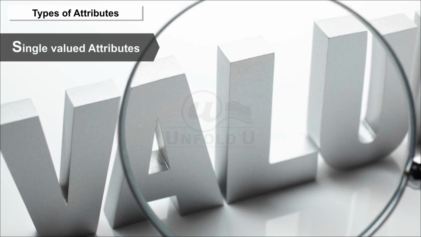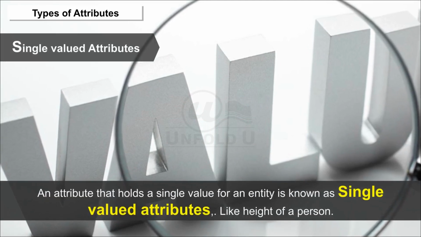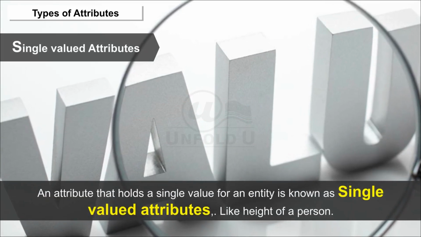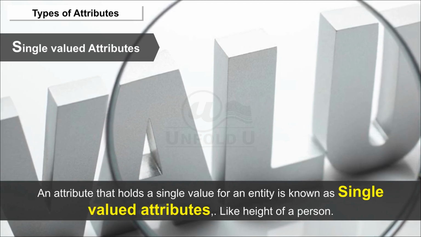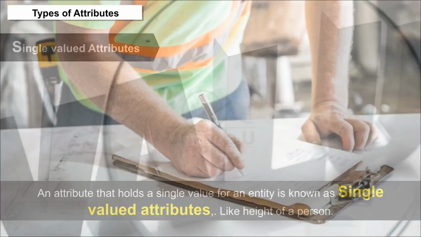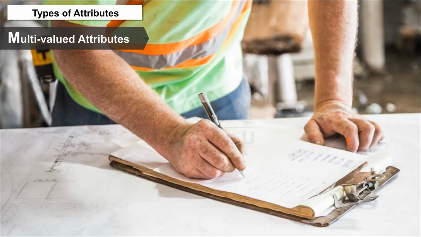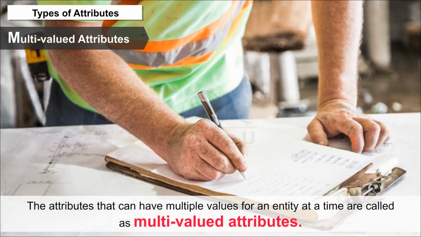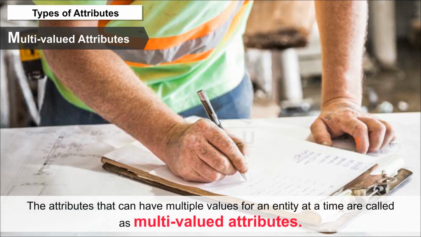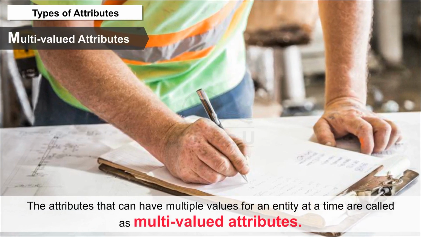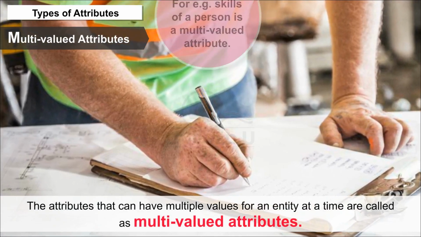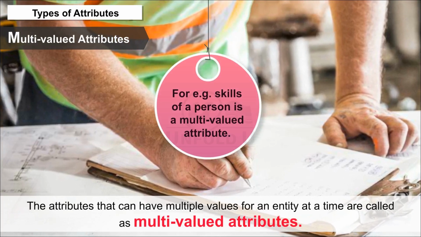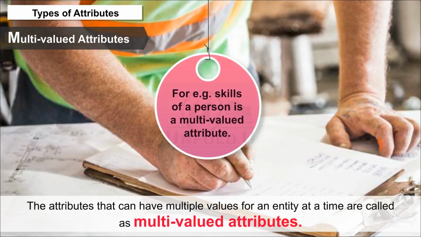Single-valued attributes. An attribute that holds a single value for an entity is known as a single-valued attribute, like height of a person. Multi-valued attributes. The attributes that can have multiple values for an entity at a time are called multi-valued attributes. For example, skills of a person is a multi-valued attribute.